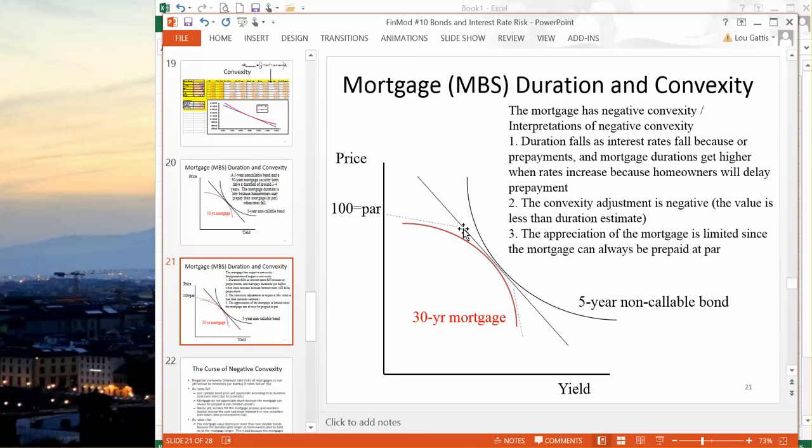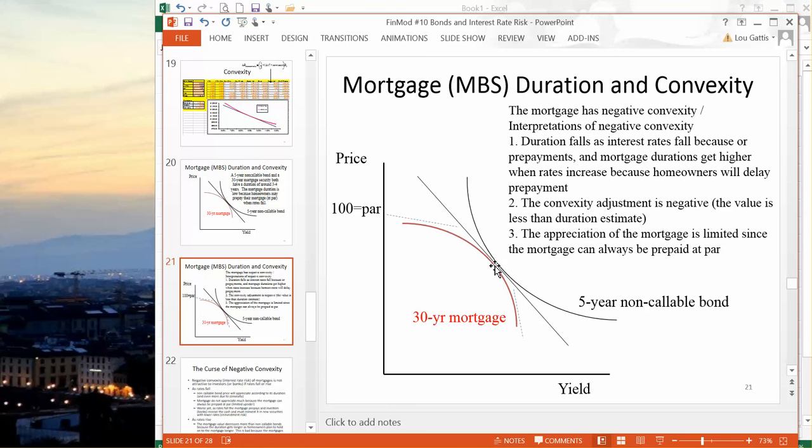So if you consider duration as the first derivative of price with respect to yield, as rates fall in a mortgage, the duration is going to fall as the instrument is expected to prepay any time, and the duration might fall to, say, 2 months or 3 months or 0.2 years. On the other hand, if interest rates start to go up, the mortgage is going to devalue quicker than the callable bond.